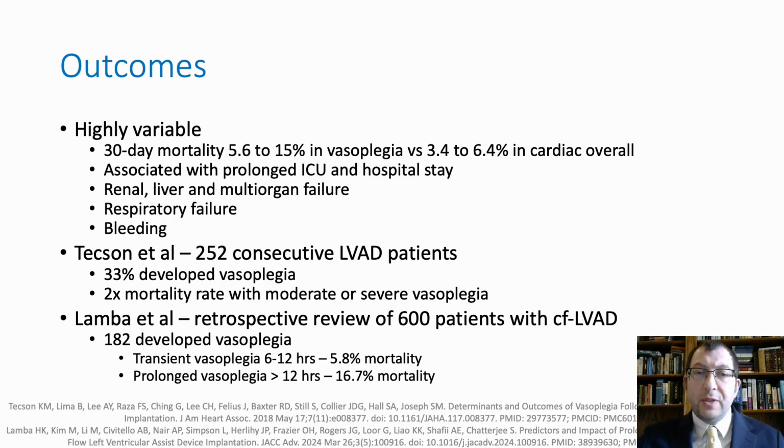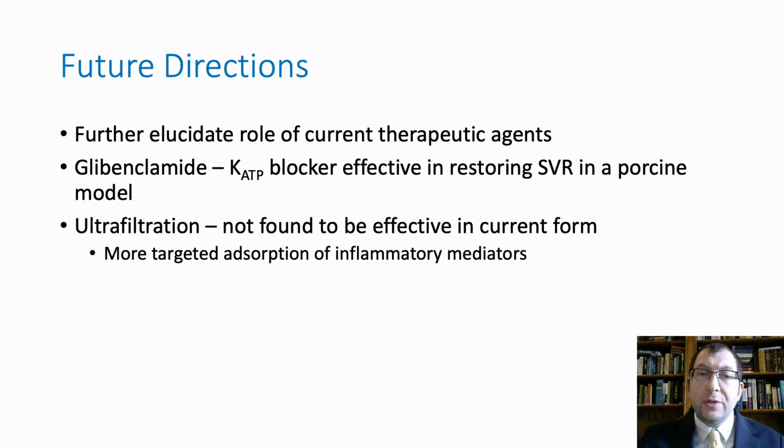Outcomes with vasoplegic syndrome are variable depending on etiology, but most studies show that development of the syndrome is associated with mortality and multi-organ failure. Future trials should further elucidate the role of current therapeutic agents and the timing of treatment. Glibenclamide, an experimental agent that was found to be effective in restoring SVR, has some potential, but needs further study.